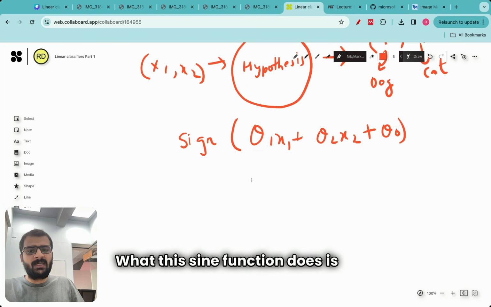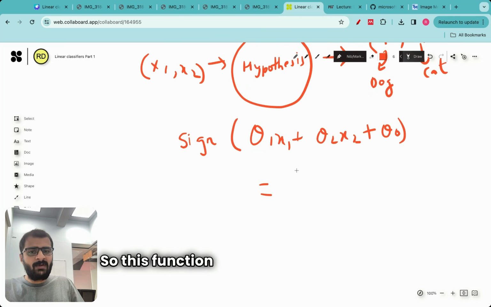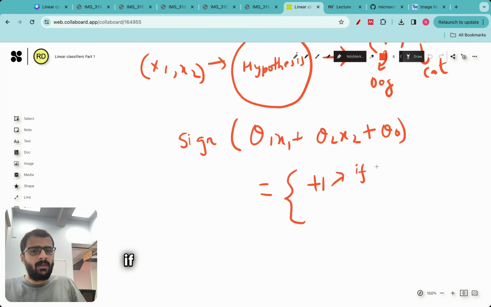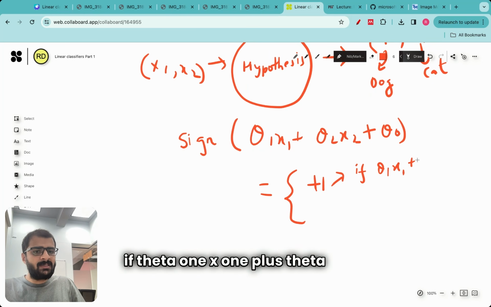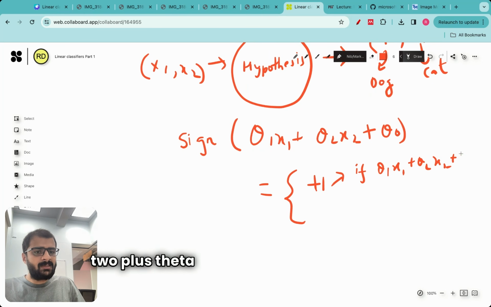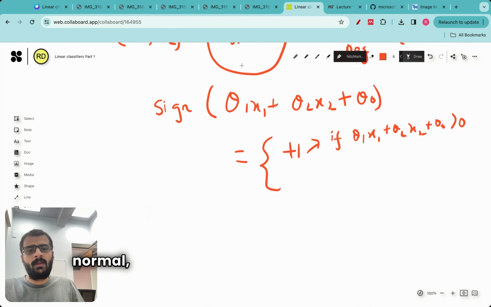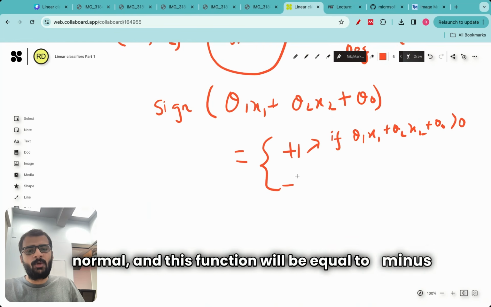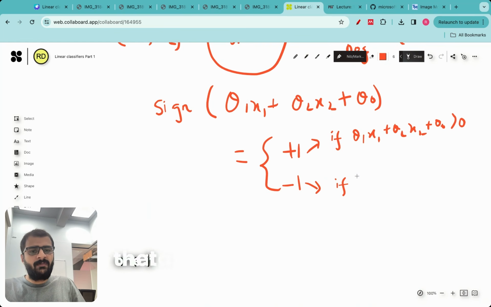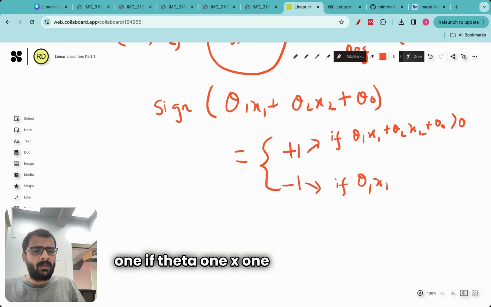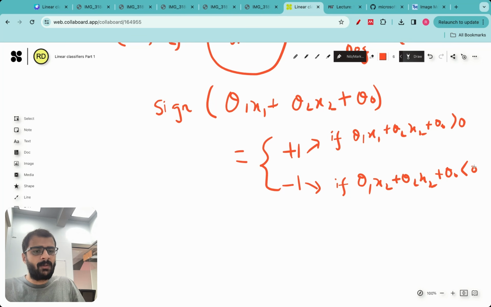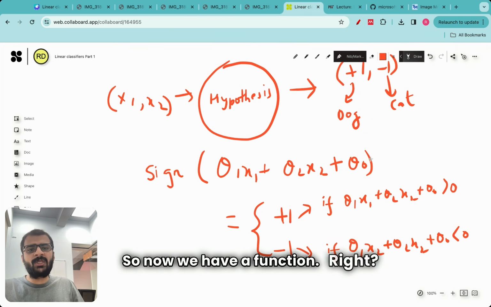This sign function will be equal to plus 1 if theta 1 x1 plus theta 2 x2 plus theta naught is greater than 0, which means the point is on this side of the normal. And this function will be equal to minus 1 if theta 1 x1 plus theta 2 x2 plus theta naught is less than 0. So now we have a function, right?